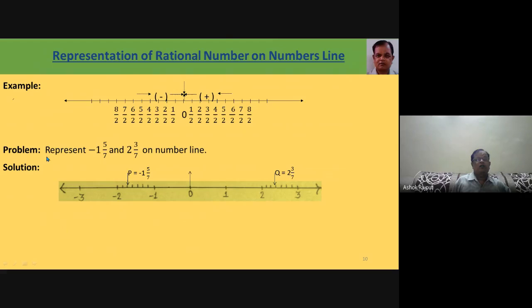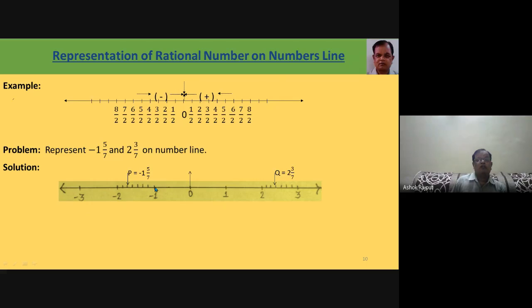The problem is this: represent minus 1 and 5 by 7 and 2 and 3 by 7 on number lines. As we have drawn a line with the help of a scale, we mark the origin point, then on the right side 1, 2, 3, and on the left side minus 1, minus 2, minus 3. The first number is greater than 1 in magnitude, but it is negative, so we will mark it on the left side.